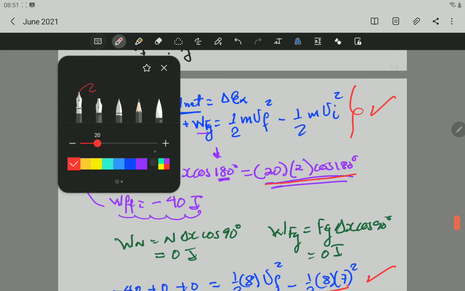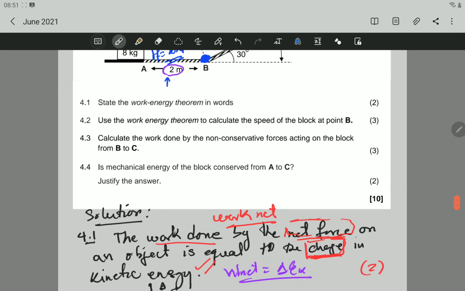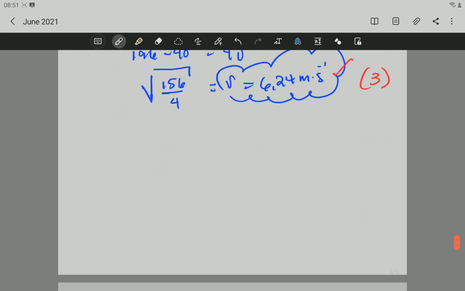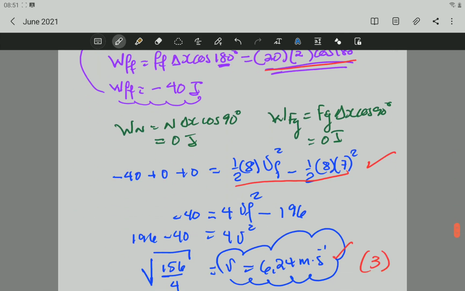The next question says, calculate the work done by the non-conservative force acting on the block from B to C. Remember, what is a non-conservative force? It's a force for which the work done in moving an object depends on the path taken. Remember, forces could be conservative and non-conservative. In this case, the non-conservative forces are the frictional force and the normal force. Now let's go to 4.3.